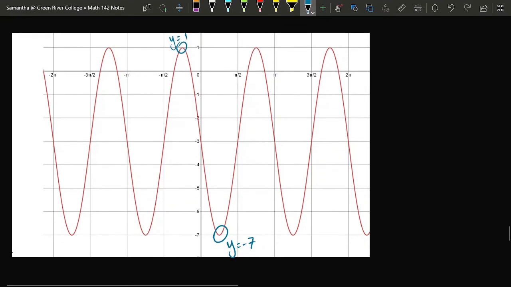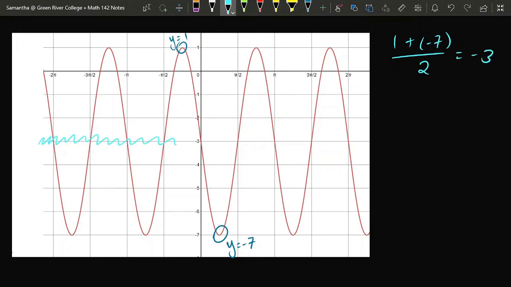You might be able to figure that out mentally, but if you're having trouble, remember that you can always average the y value at the peak and at the bottom. If I add together 1 and -7, and then split the difference by cutting the result in half, the result is negative 3. So that's the y value directly between y equals 1 and y equals negative 7. Y equals negative 3 is the midline.